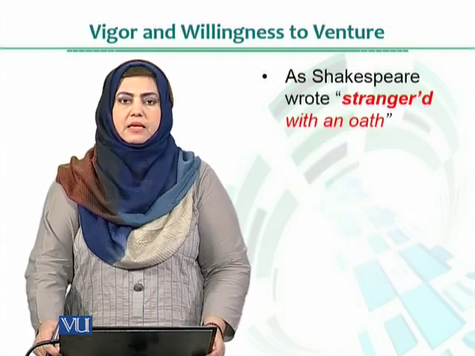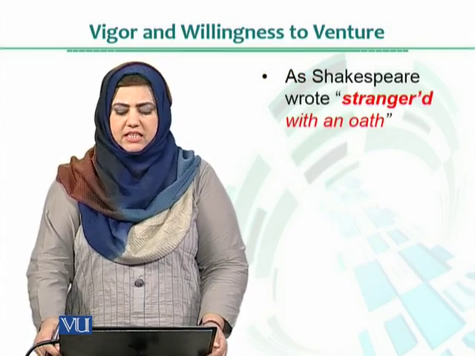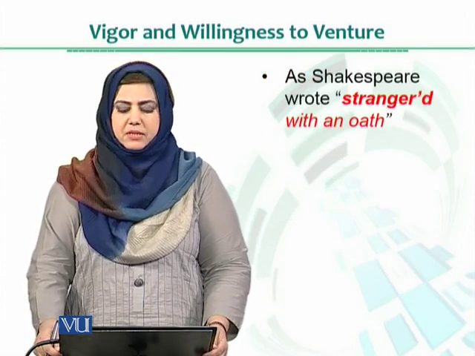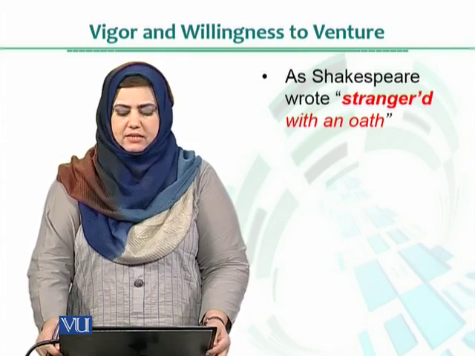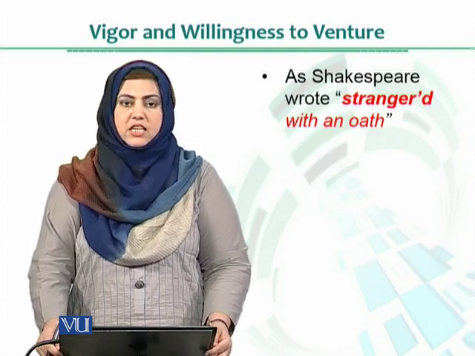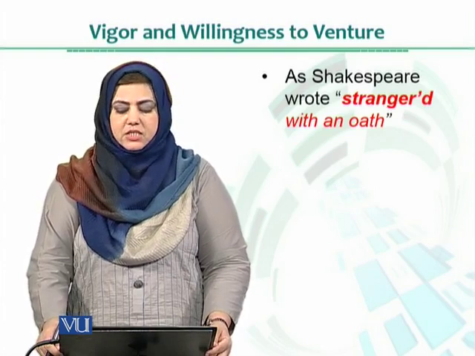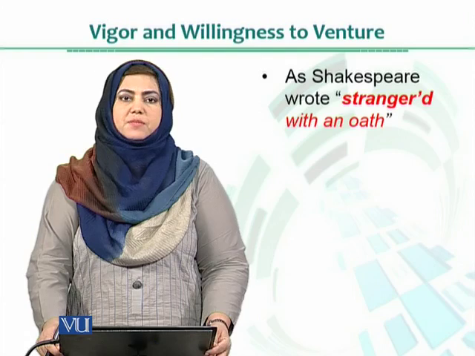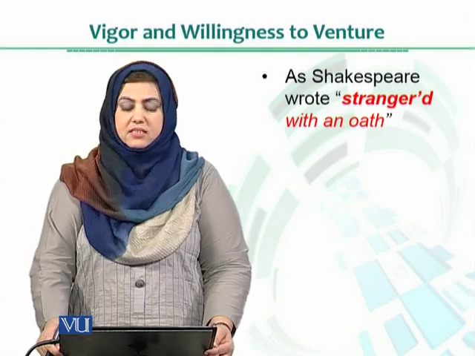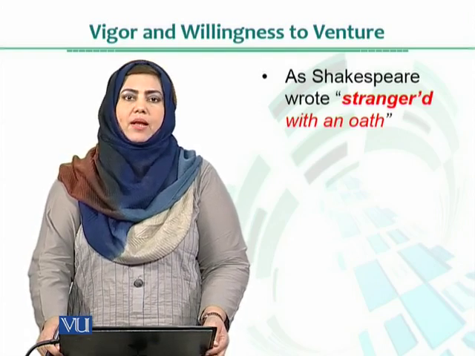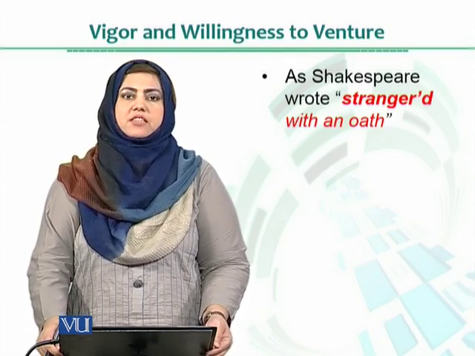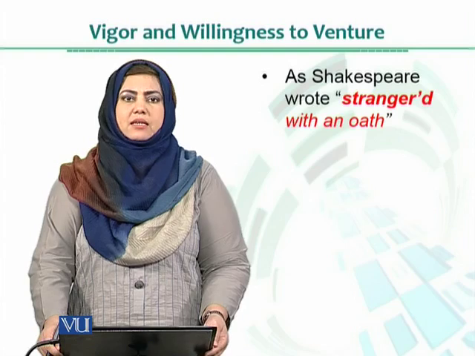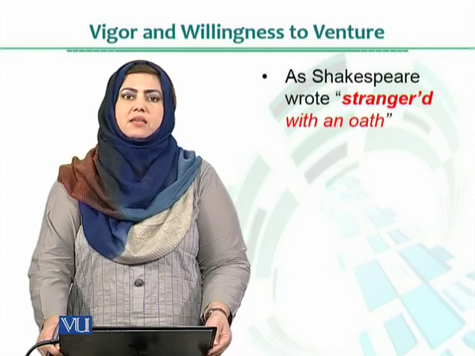Here, my dear students, on the screen, you would see an example that is taken from Shakespeare. It is marked in red color. As you notice, Shakespeare wrote, "Strangered with an oath." Look at the word that is presented in bold in red color, strangered. Well, we have the word stranger that is used as a noun. We do not use it as a verb. But by adding D to that, Shakespeare has made it a verb.